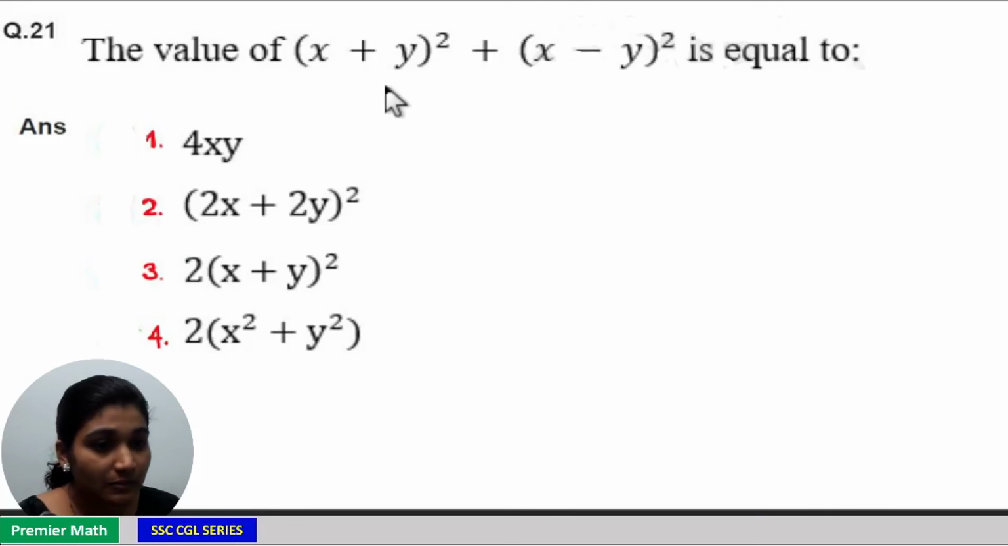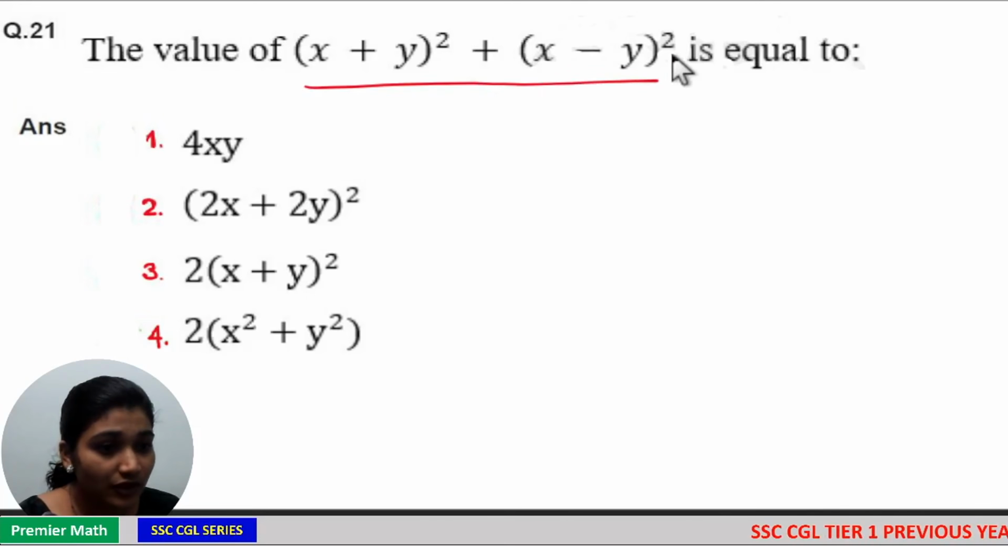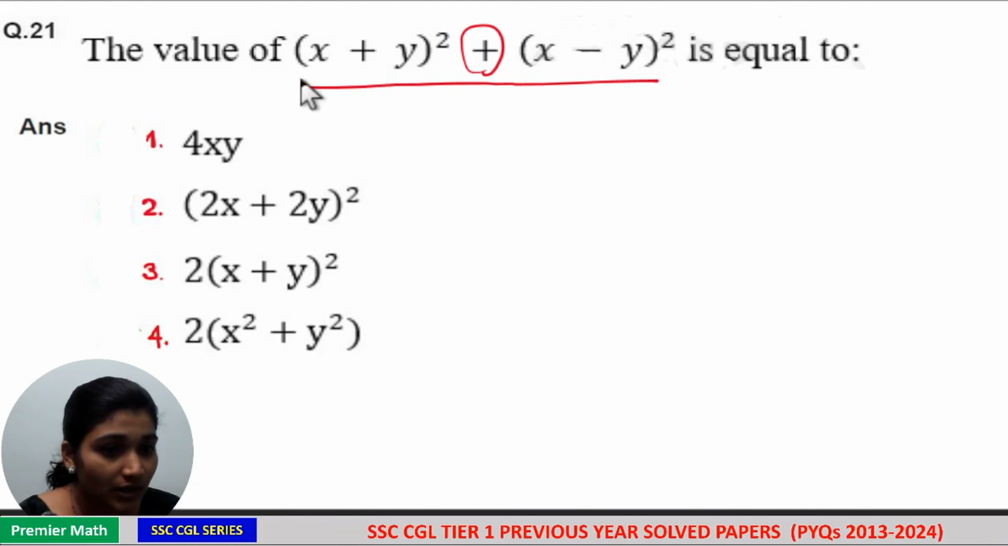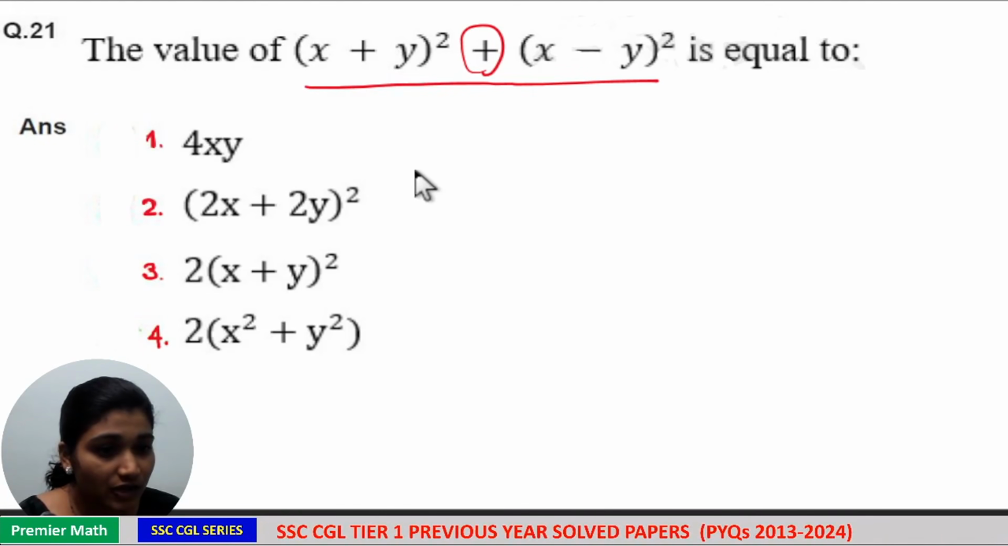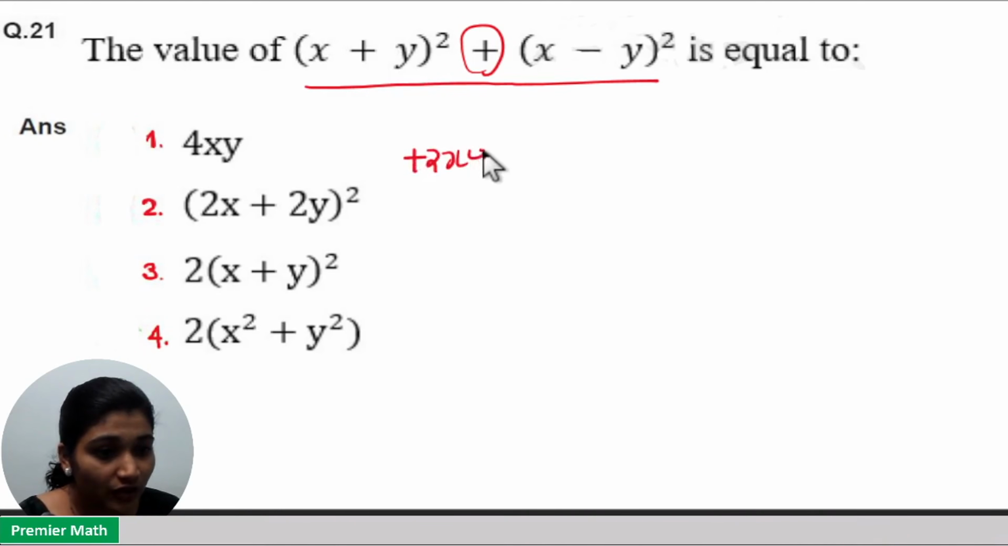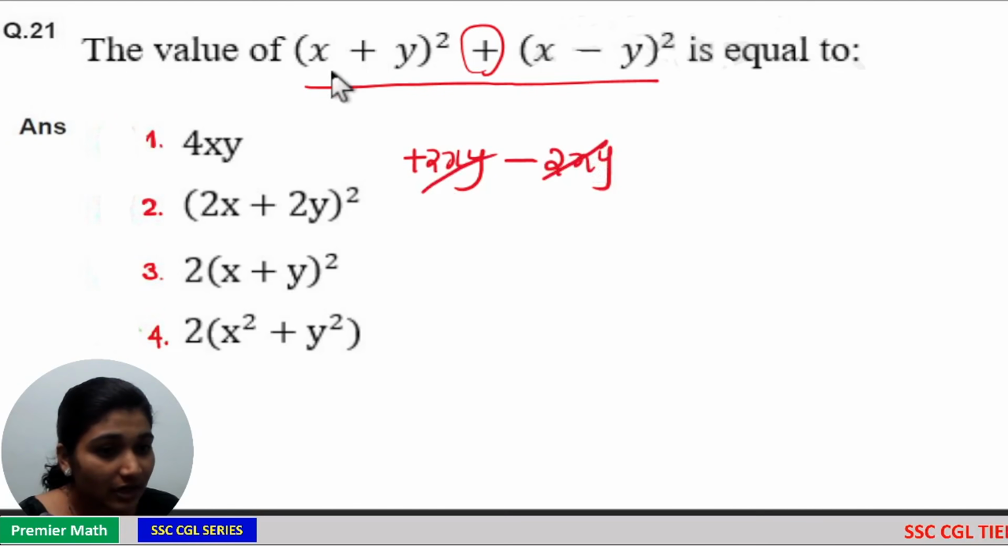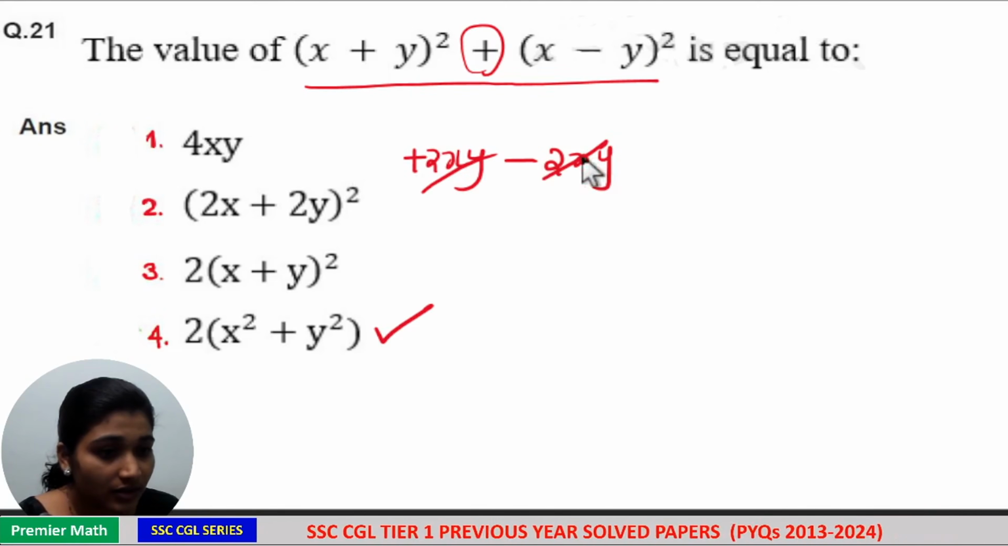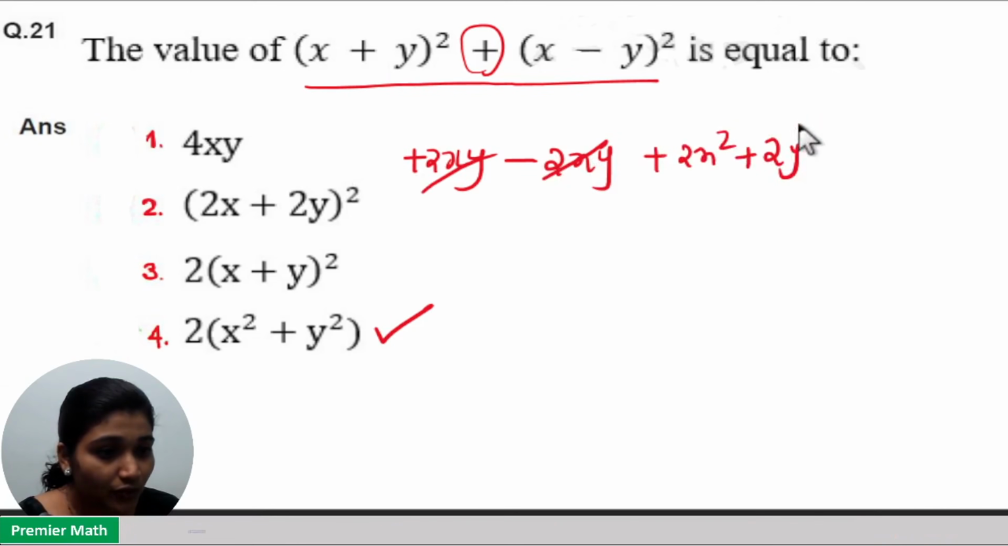The value of x plus y the whole square plus x minus y the whole square is equal to what? Here we have plus between them. So in the first term, x plus y the whole square, we have plus 2xy, and in the second term, x minus y the whole square, we have minus 2xy. That will cancel each other. The remaining will be x square plus x square, 2x square, and y square plus y square, 2y square. Option 4 is your answer. That is, the remaining will be 2x square plus 2y square.